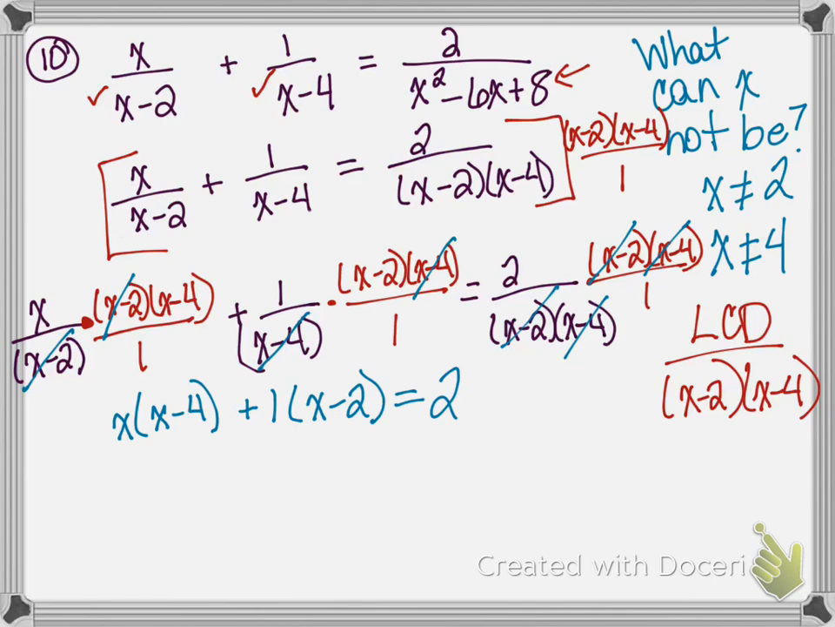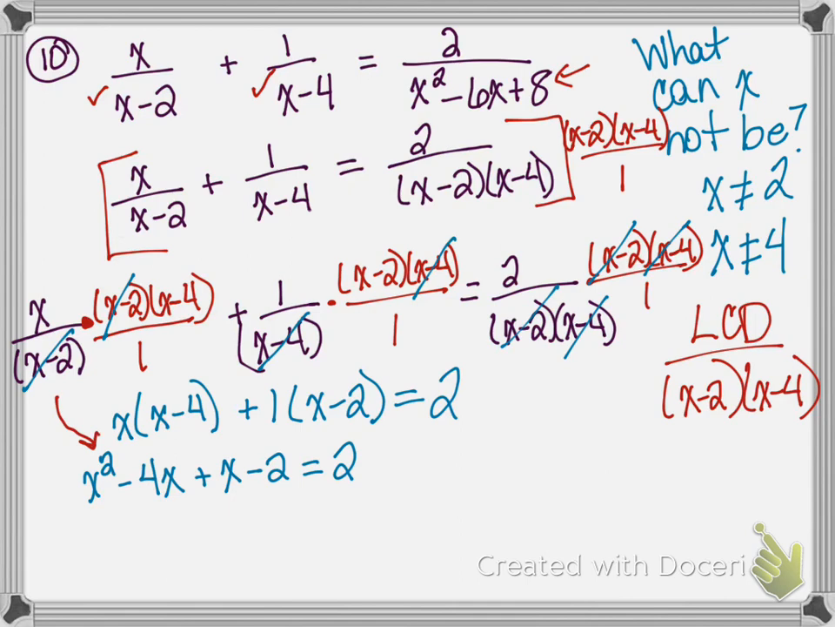So I have x times x is x squared. x times negative 4 is negative 4x. Then I have x minus 2. Now, this is a quadratic. The other things that we've solved have been linear, but this is a quadratic. First off, how do I know it's a quadratic? Because it's squared. This right there tells me it's a quadratic because it's squared.